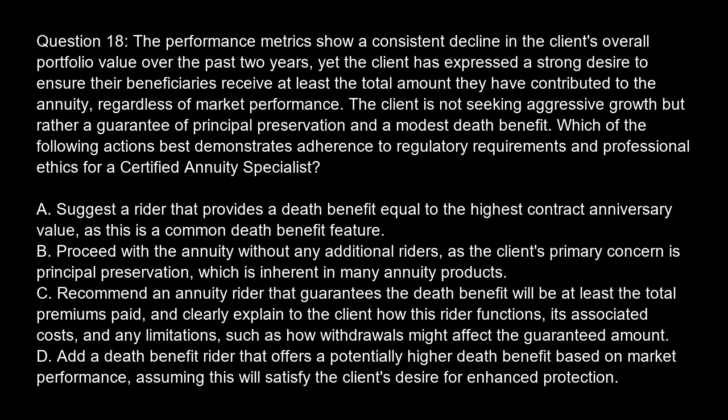Option A. Suggest a rider that provides a death benefit equal to the highest contract anniversary value, as this is a common death benefit feature. Option B. Proceed with the annuity without any additional riders, as the client's primary concern is principal preservation, which is inherent in many annuity products. Option C. Recommend an annuity rider that guarantees the death benefit will be at least the total premiums paid, and clearly explain to the client how this rider functions, its associated costs, and any limitations, such as how withdrawals might affect the guaranteed amount. Option D. Add a death benefit rider that offers a potentially higher death benefit based on market performance, assuming this will satisfy the client's desire for enhanced protection.